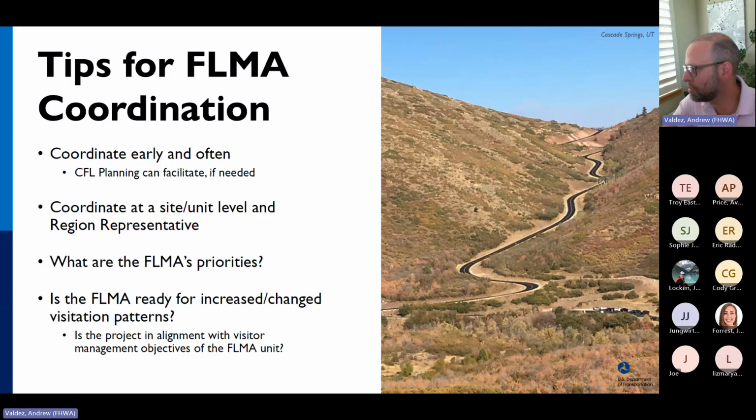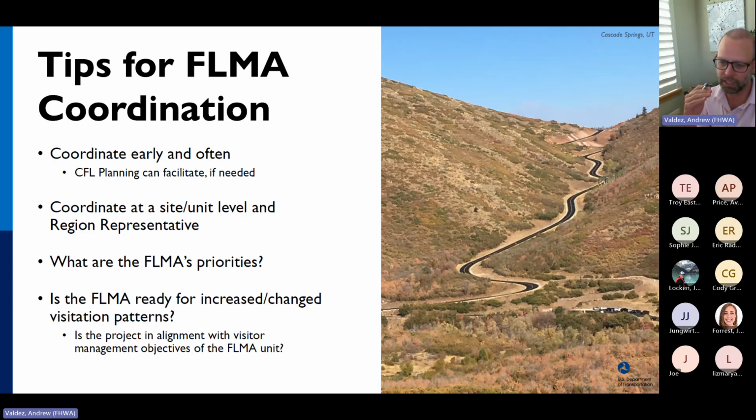And some tips for FLMA coordination. Coordinate early and often. If there's a refuge in your county and you don't know who to go to, we could probably find you contacts. We're happy to facilitate some of those conversations so that you're having a direct conversation with the right folks on the ground.